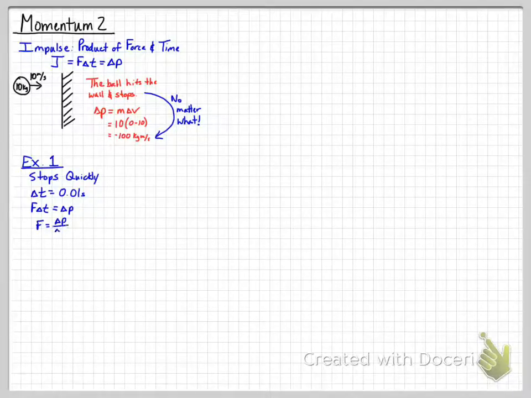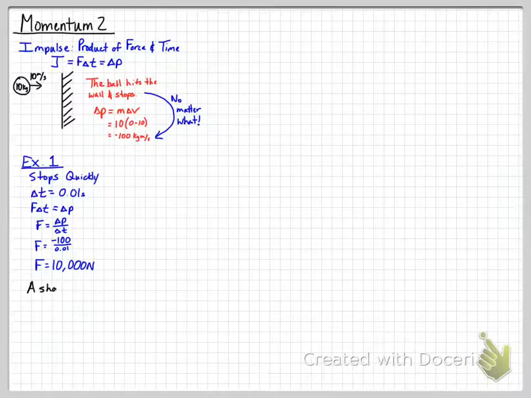And we divide both sides by time, to where we have the force equals the change in momentum divided by time. So that is negative 100 kilogram meters per second divided by 0.01 seconds. I'm sorry, the seconds will not cancel. The seconds will square. And we end up with 10,000 newtons, which is kilograms meters per second squared, which is a newton.